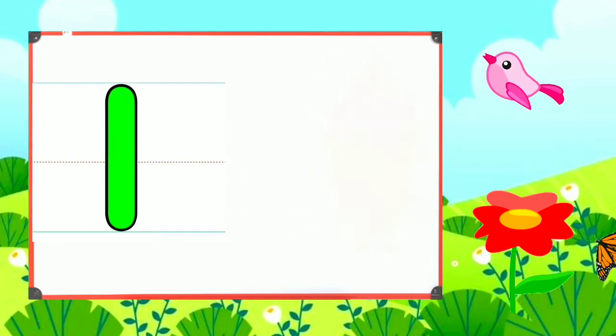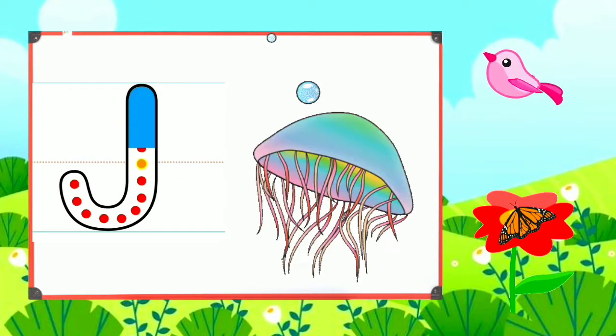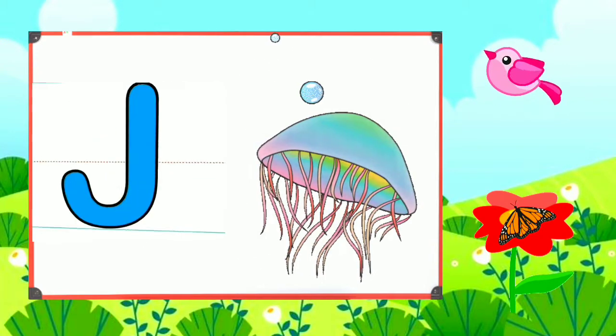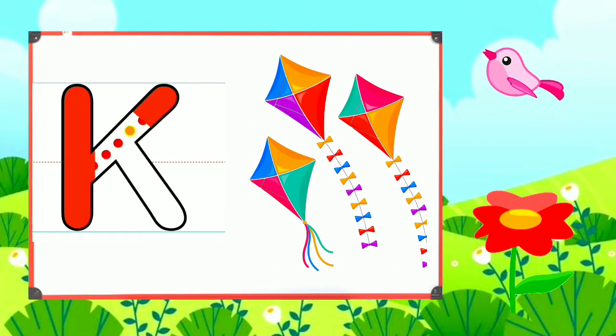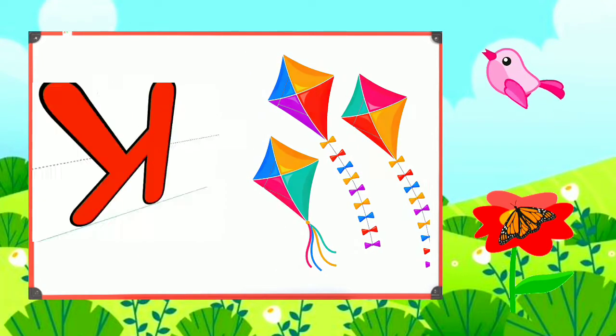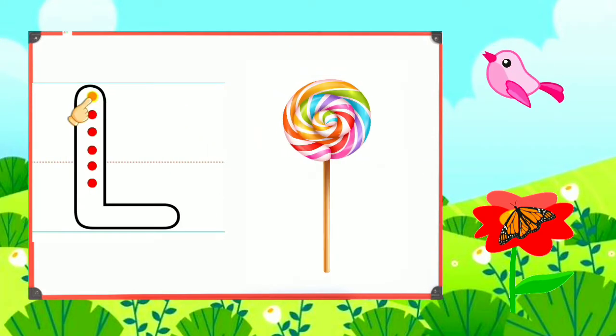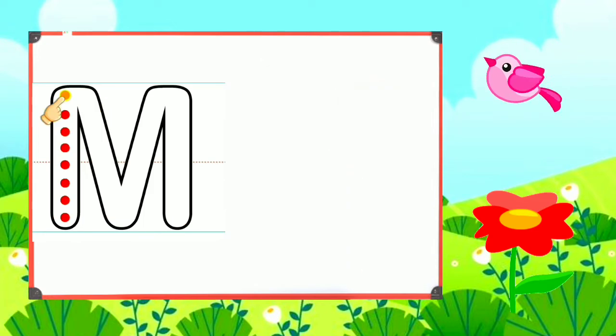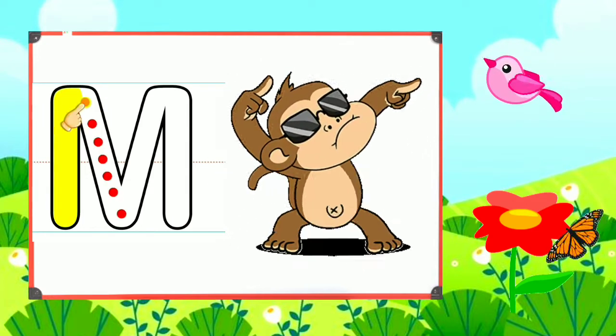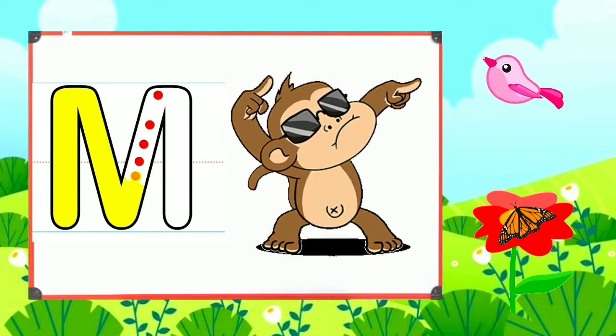I for ice cream. J. J for jellyfish. K. K for kite. L. L for lollipop. M. M for monkey.